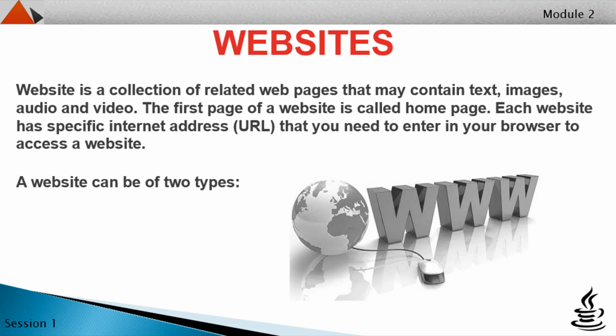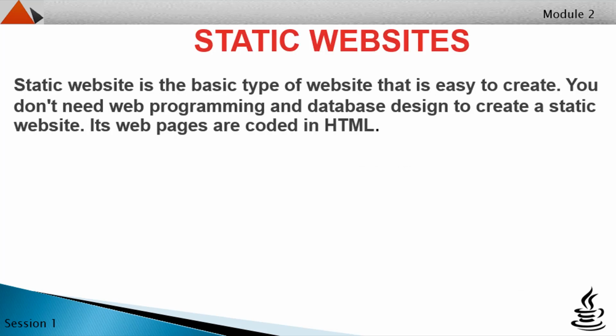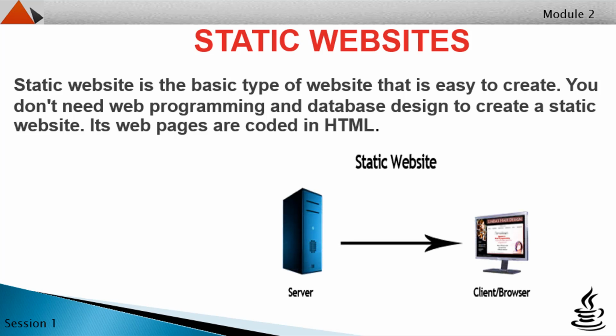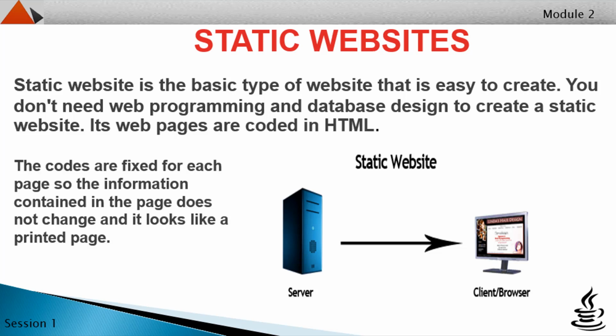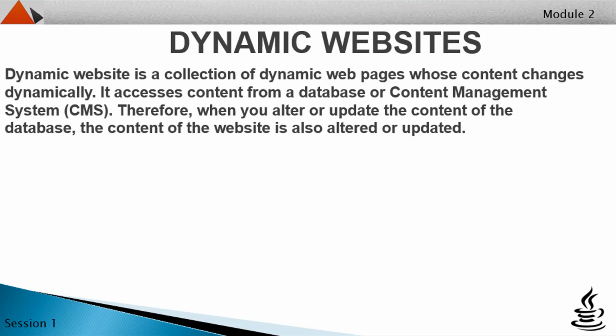Website can be of two types: static, or dynamic. Now let's have a look on static websites. Static website is the basic type of website that is easy to create. You don't need web programming and database design to create a static website. Its web pages are coded in HTML. The codes are fixed for each page, so the information contained in the page does not change and it looks like a printed page.